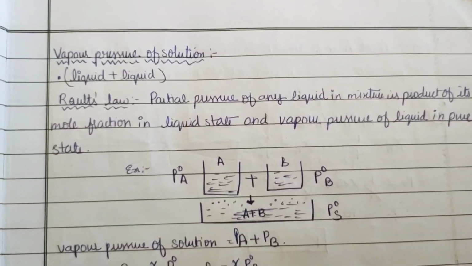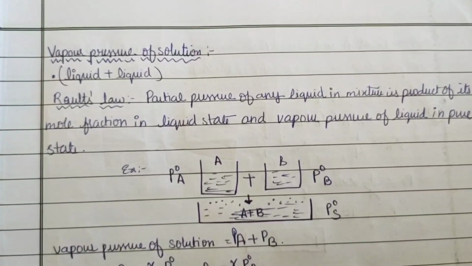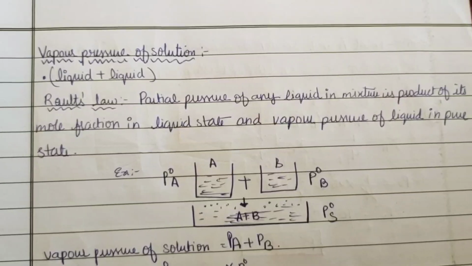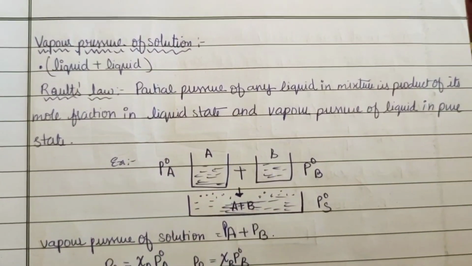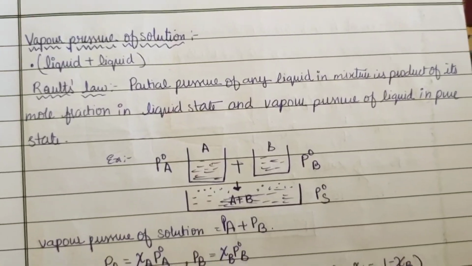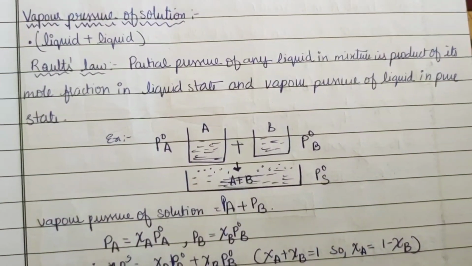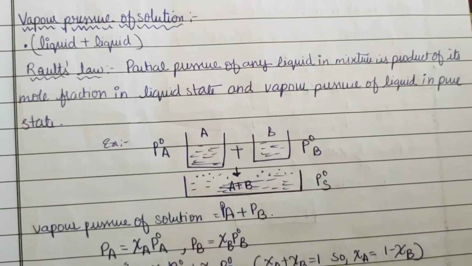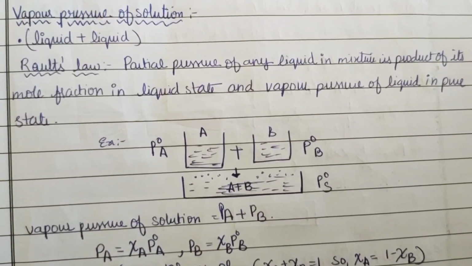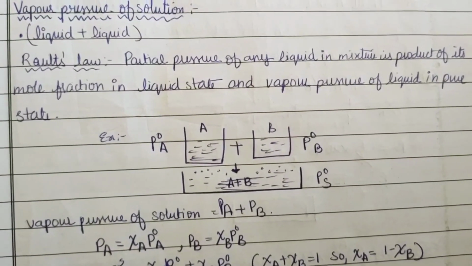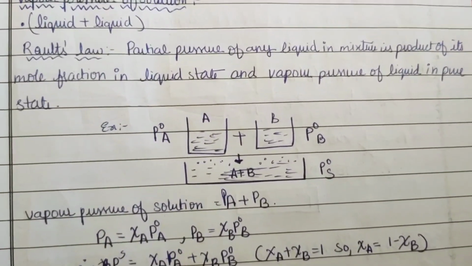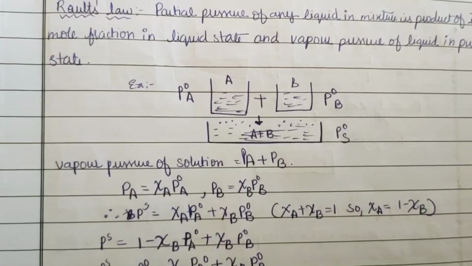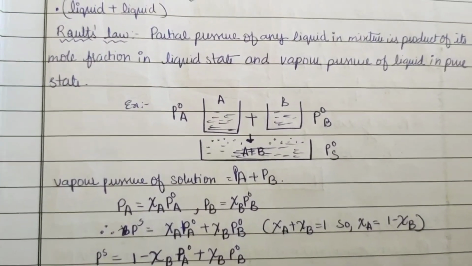Now let us discuss vapor pressure of solutions. It is liquid plus liquid, where Raoult's law is given. The partial pressure of any liquid in a mixture is the product of its mole fraction in the liquid state and the vapor pressure of the liquid in its pure state. For example, here A plus B is mixed, that means solution A plus B. A has its own volatility, and B has its own volatility. Both will evaporate, but in different amounts. The vapor pressure of the solution is Pa plus Pb.